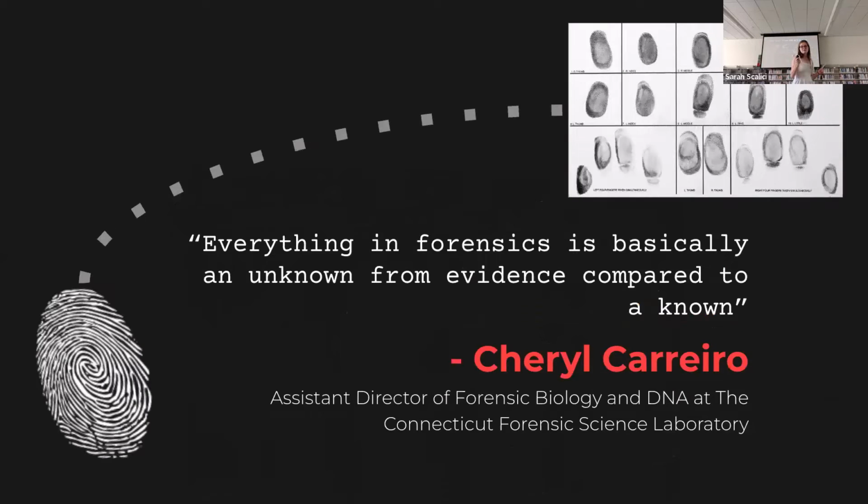So that combined with this idea from my mentor, Cheryl Curiero, who's the assistant director of forensic biology and DNA at the Connecticut Forensic Science Laboratory. She says that everything in forensics is basically an unknown from evidence compared to a known. Like a fingerprint found at the scene of the crime can be compared to other fingerprints in databases to learn whose fingerprint it is. So those two ideas together give us a good basis of what forensic science is.